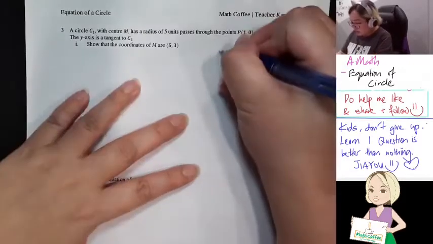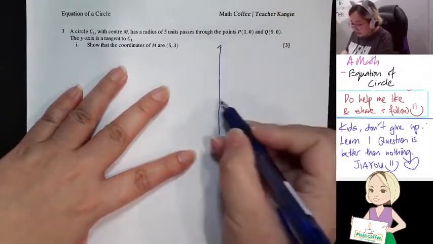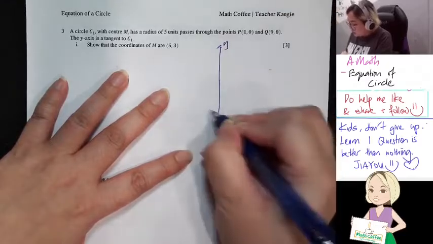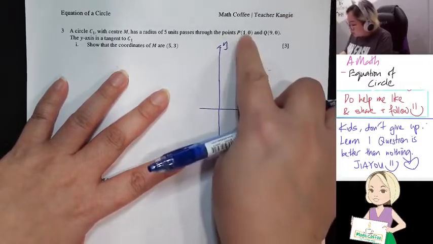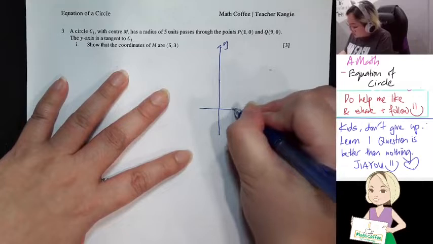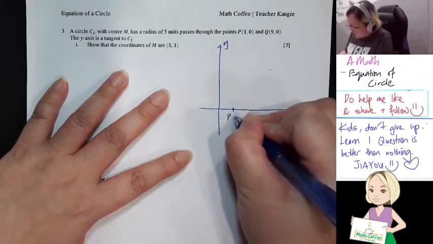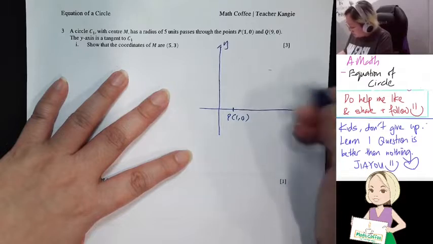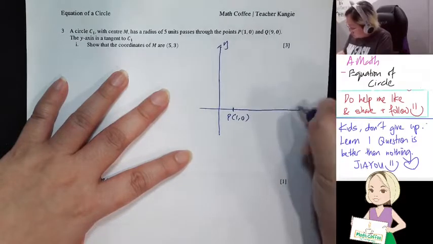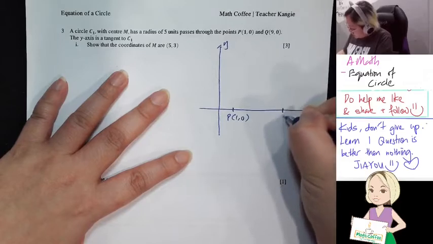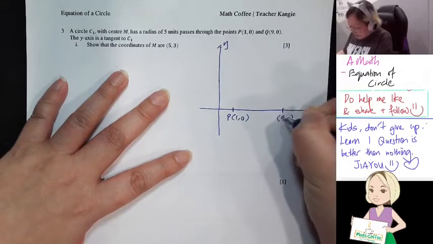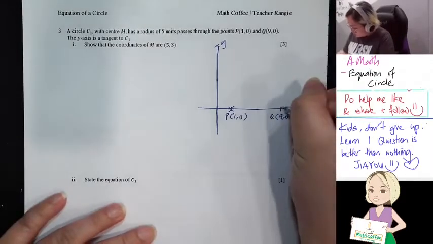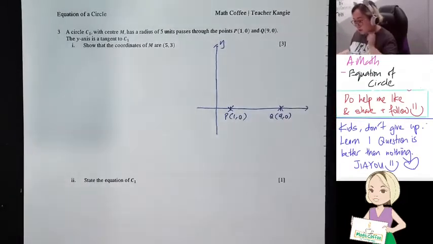Okay, so let's draw the y-axis first, because eventually I need it, since my y-axis is the tangent. After that I mark the two points, (1, 0) and (9, 0). So let's say it's here. This is my P, (1, 0). Yeah, A-Math is fun, right? So here I mark (9, 0), and this is Q. I mark a cross. These two points are on the circle.